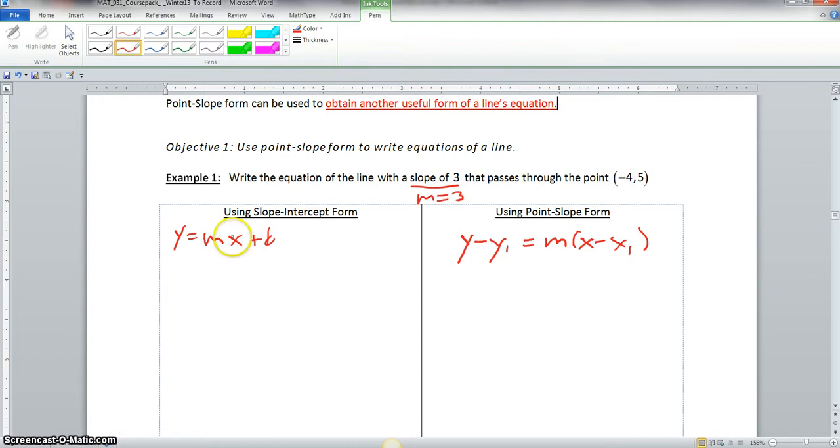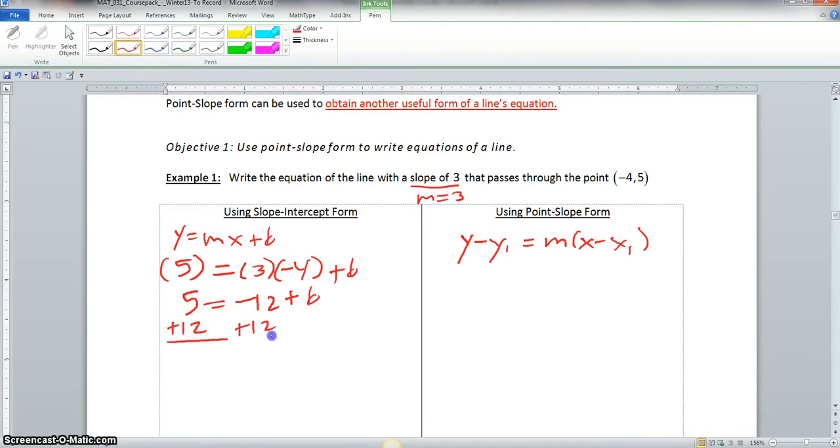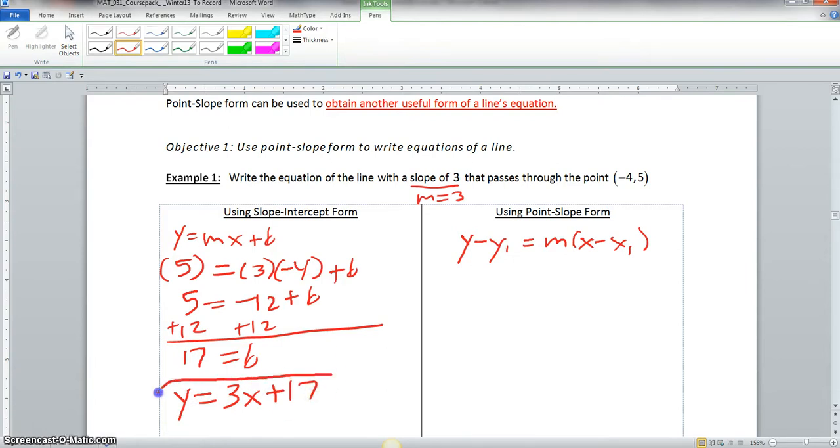We're told that our slope is 3, so that means m is equal to 3. So we substitute. y is 5, m is 3, x is -4, and we don't know what b is. So we will have 5 is equal to -12 plus b. Now we add 12 on both sides, and we have 17 is equal to b. So our final answer would be y is equal to 3x plus 17. So that is the slope-intercept form.